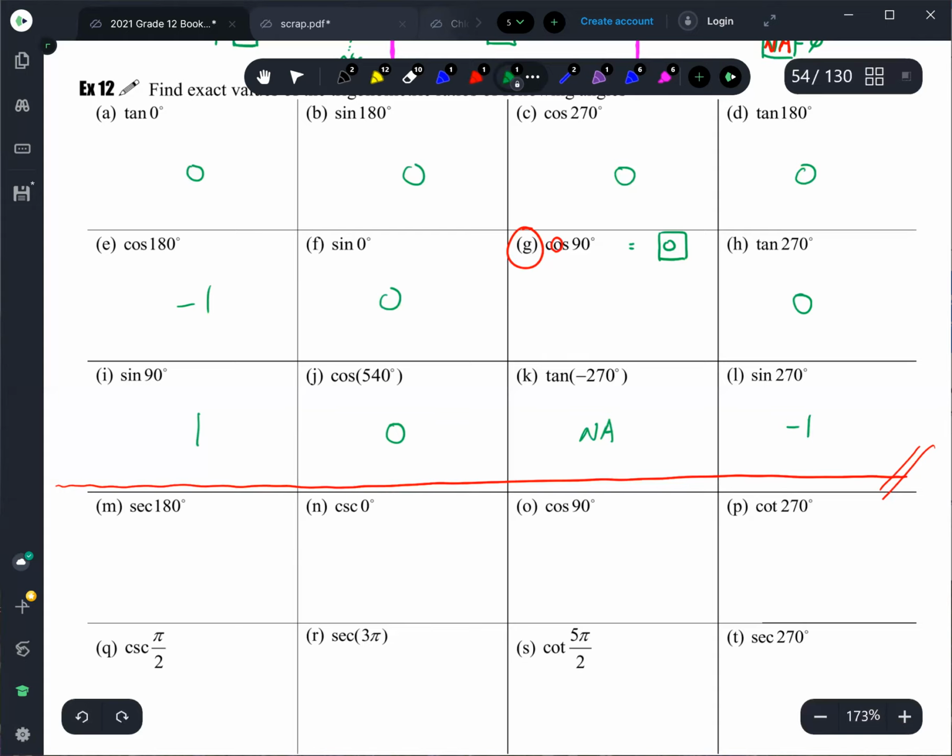-1. Does anyone have a different answer? There are some questions that are wrong. Okay, anyone has different answers? I got an NA for H. NA for H. Any other answer that's different? I got -1 for J. -1 for J. Anyone else?